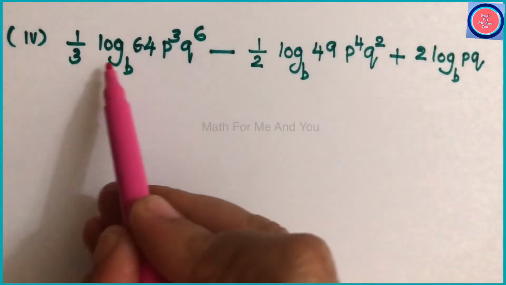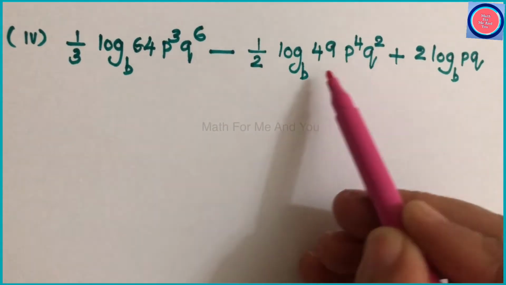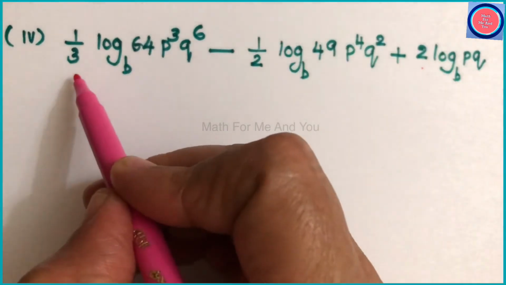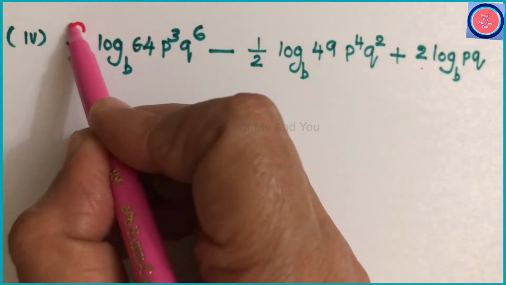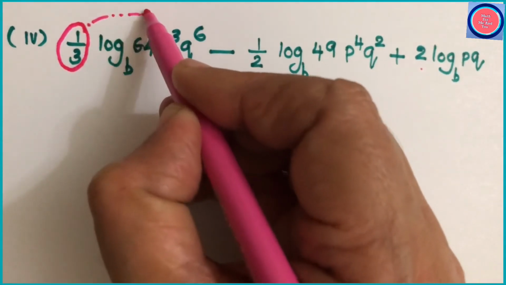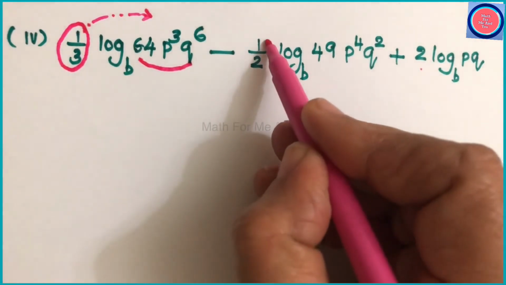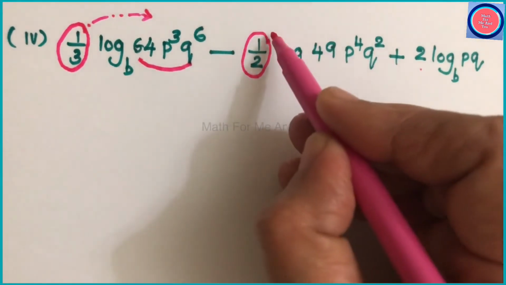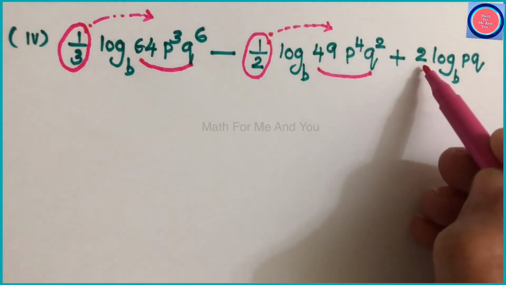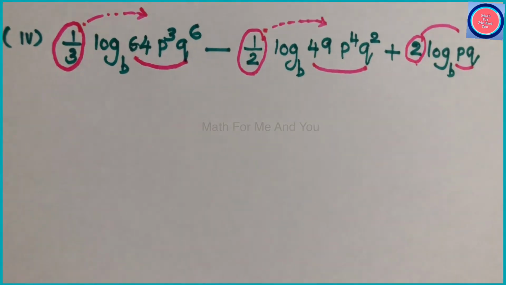Next one: 1 over 3 log 64 p power 3 q power 6 to the base b minus 1 over 2 log 49 p power 4 q square to the base b plus 2 log pq to the base b. 1 over 3 is the beginning number. It's a fraction. Whatever the number in the beginning, we will move and keep it as the power for the terms after logarithm. So here we keep it as the power for 64 p power 3 q power 6. Same thing for 1 over 2: we move it as the power for 49 p power 4 q power 2. And 2 we keep as the power for pq.